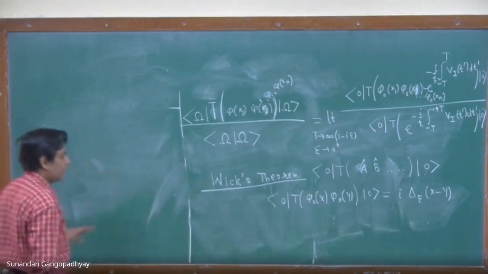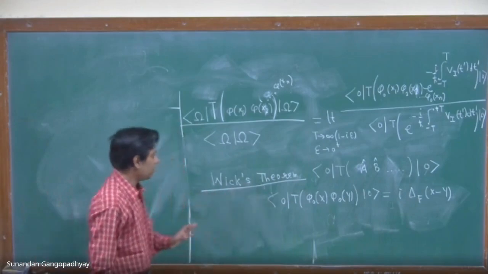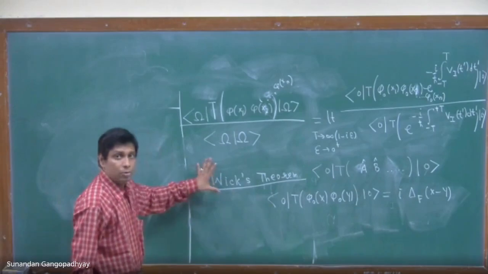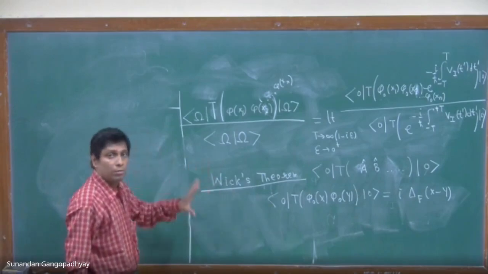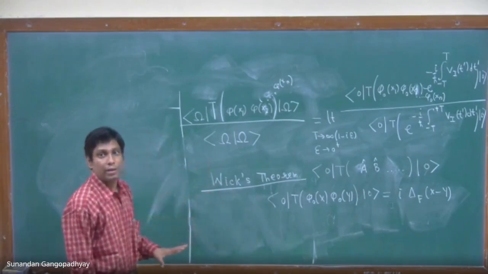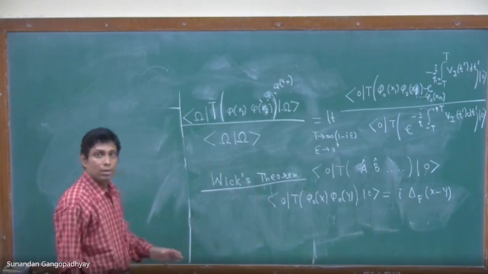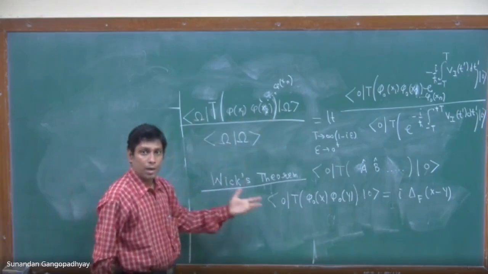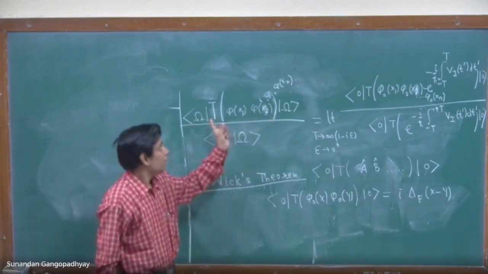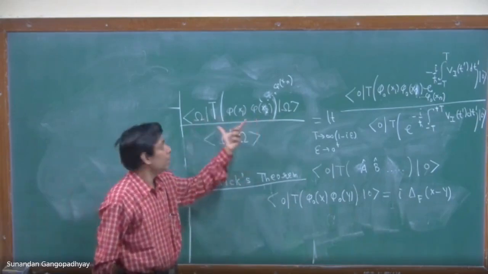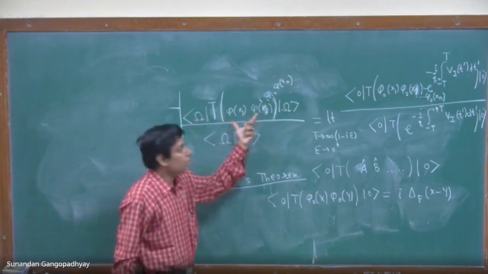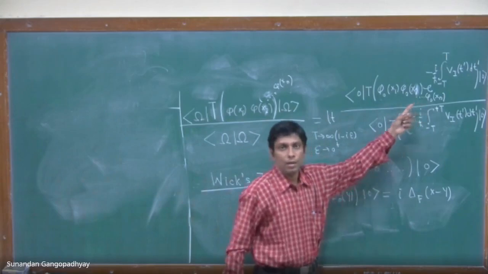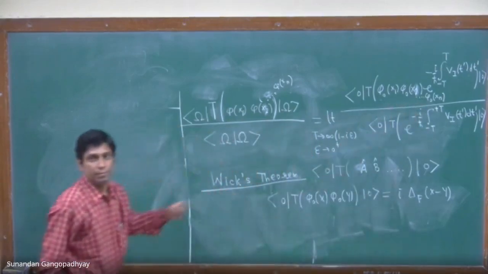Just a remark before looking at Wick's theorem. You should remember that this theorem works only for free fields, not for interacting fields. For free fields, the theorem works. But what about interacting fields? This theorem does not work. But that is not a problem, because for the interacting theory, you have actually written down an expression in terms of free fields. And now you can apply Wick's theorem. So that is the strategy.